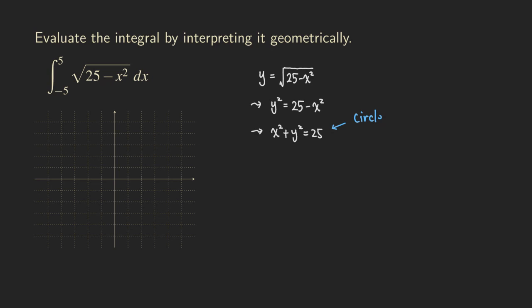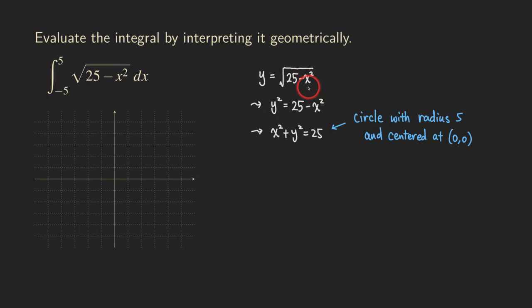So this is a circle with radius 5, and its center is at the origin, 0, 0. But we are actually not going to draw the full circle. The reason is that we are not having this equation. We are actually having this function right here, the square root of 25 minus x squared. Actually, I should say the positive square root of 25 minus x squared.